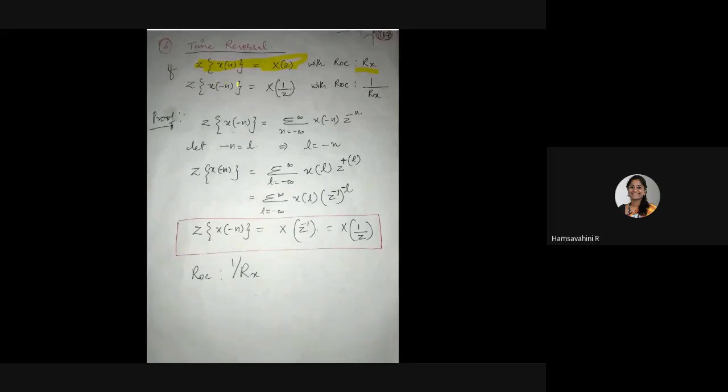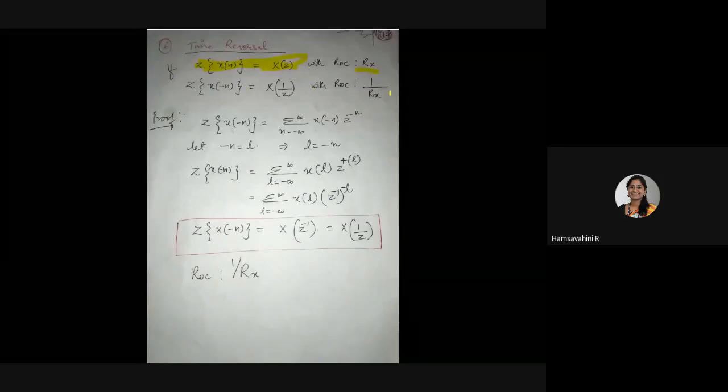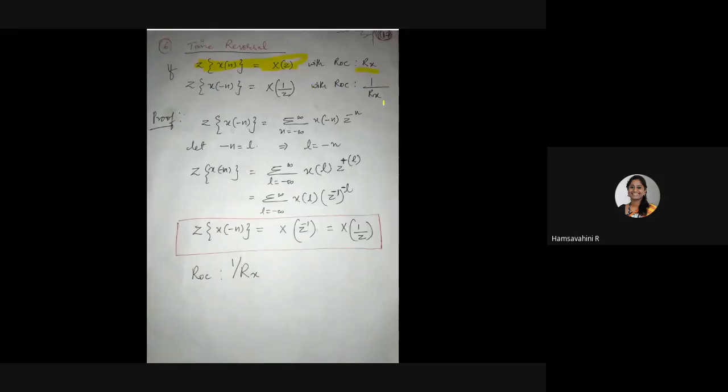For u of minus n, what you need to do? In the same expression, you just have to replace z by 1 by z. That's it. So you don't have to calculate from the derivation. By applying the properties, you can easily solve the problems. So in this case, ROC is Rx. If you fold the signal, then the ROC also will become the inverse, that is 1 by Rx.